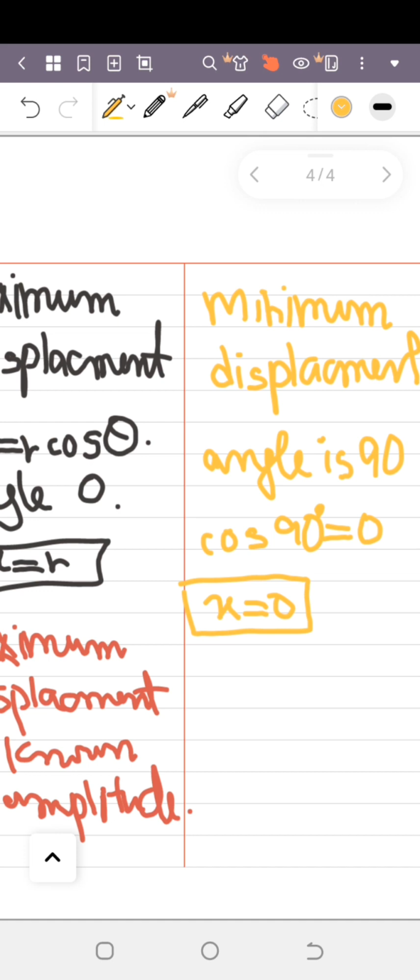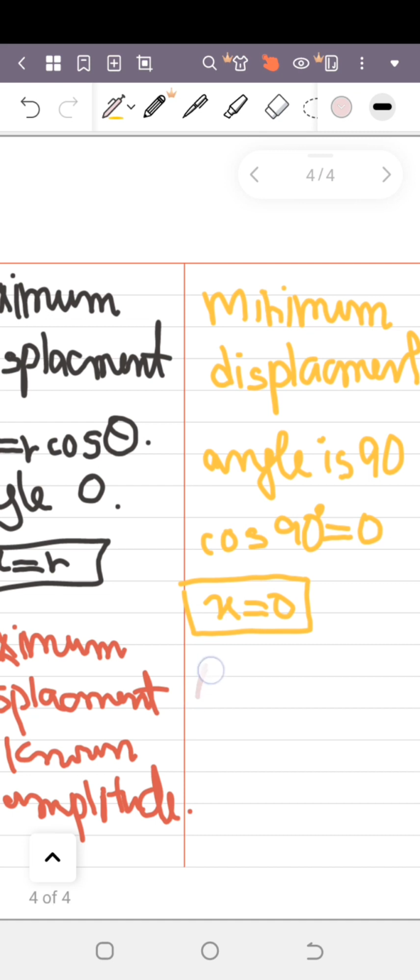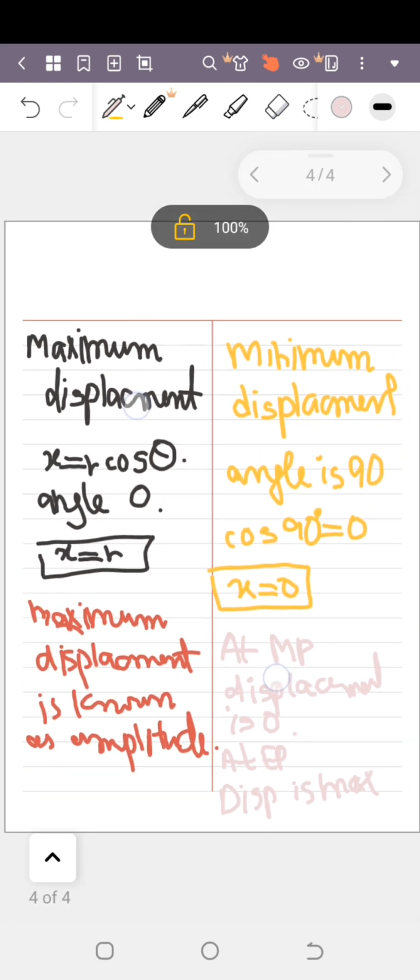So remember, at the mean position, the displacement is 0, and at the extreme position, the displacement is maximum. So I hope you have gotten the concept of displacement in this video, maximum displacement and minimum displacement. In the next video, we will discuss velocity. Till then, bye bye.